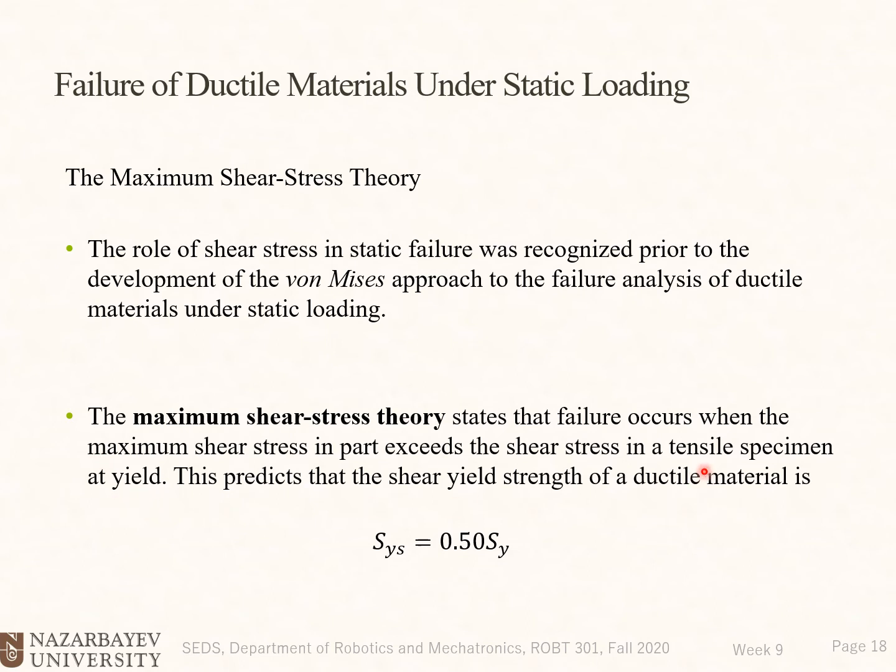Okay, so how much is the maximum shear stress for the tensile specimen at yield? That is equal to half of Sy. This predicts that the shear yield strength of a ductile material, Sys, is equal to half of Sy. So you see the slight differences between the maximum shear stress theory and the von Mises theory. For the other one, Sys was equal to 0.577 Sy.